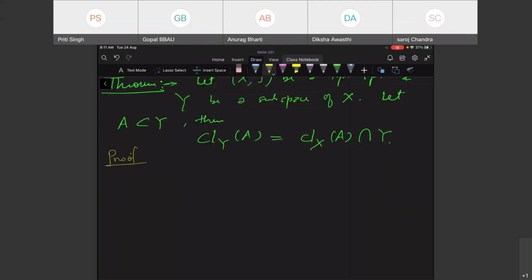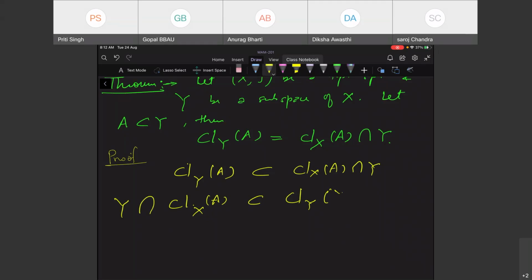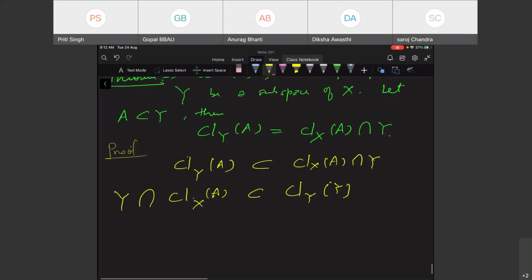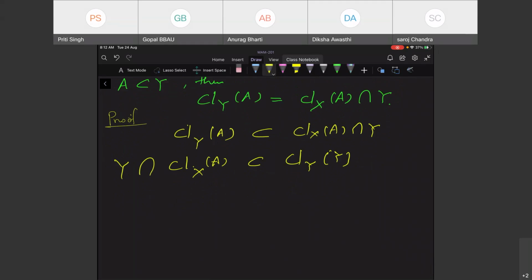By definition, we will prove two things. First, we will prove that closure of A in Y is a subset of closure of A in X intersection Y, and second, closure of A in X intersection Y is a subset of closure of A in Y. These two together imply they are equal. So this is our claim.